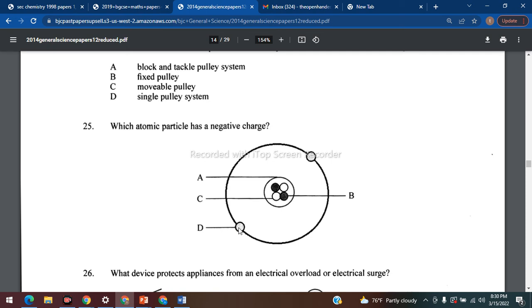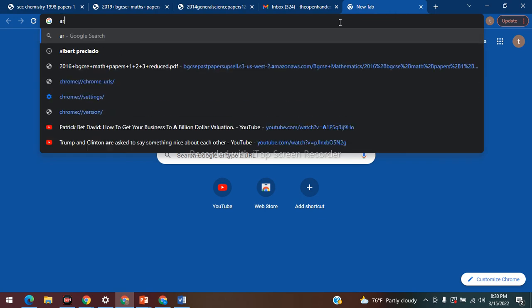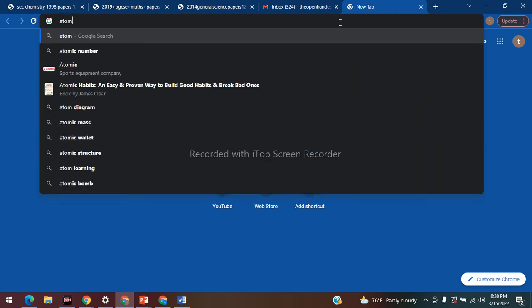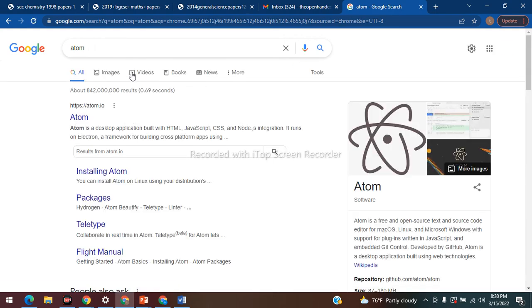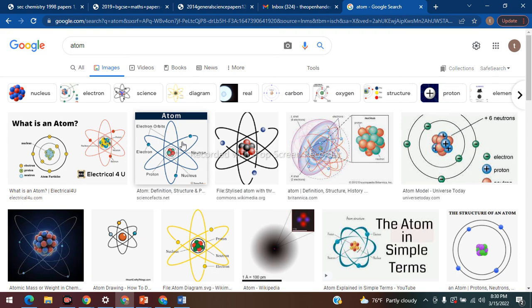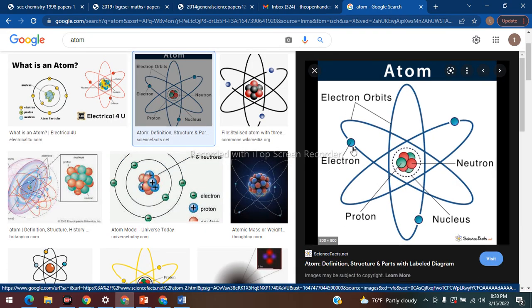And why does D... D is what? Electrons. Very good. I think it's D. D is electrons. If we look at the atom, we see that we have the electrons on the outside.